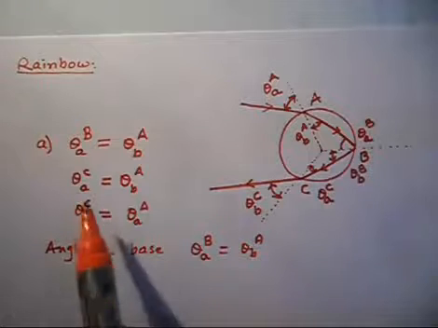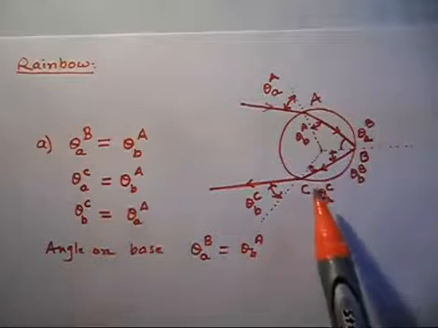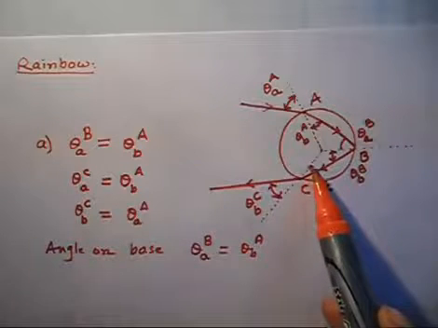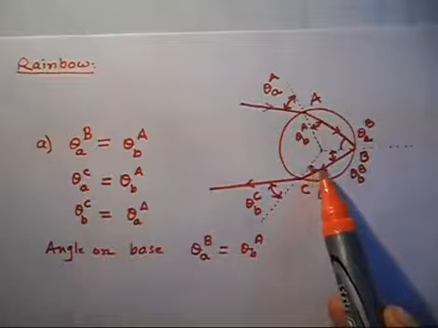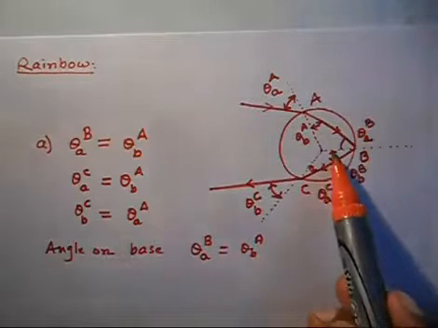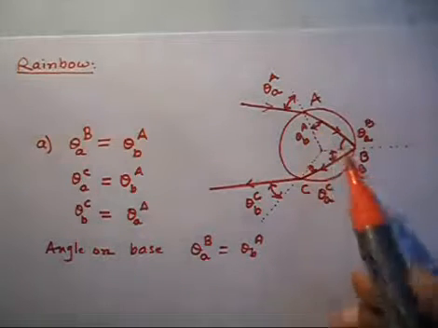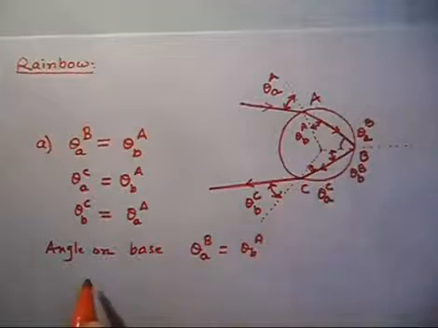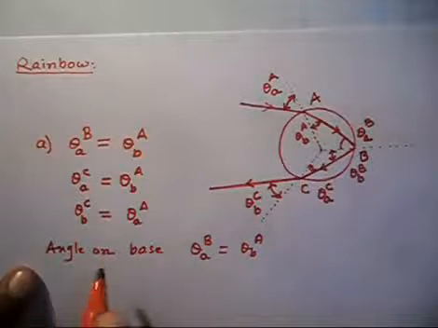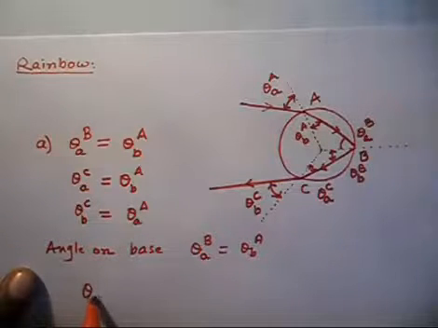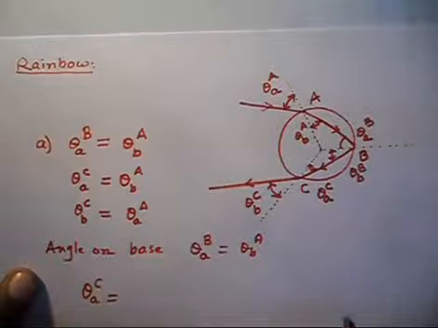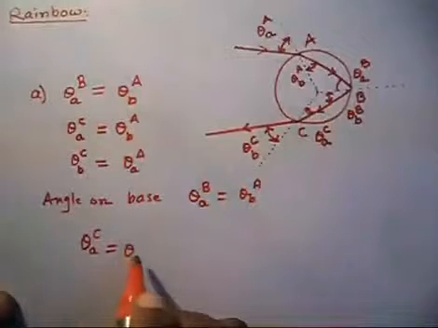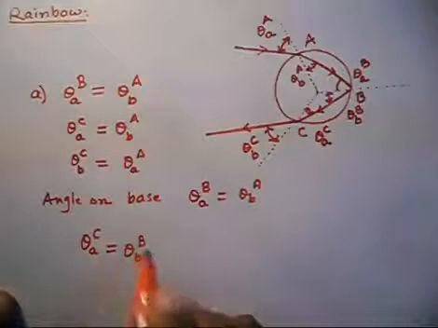Now you have to prove theta A at C is the same as theta B at A. So this angle is theta. Now you see this angle should be equal, because again you have a triangle with two equal sides. So I can say theta A at C is equal to theta B at B.